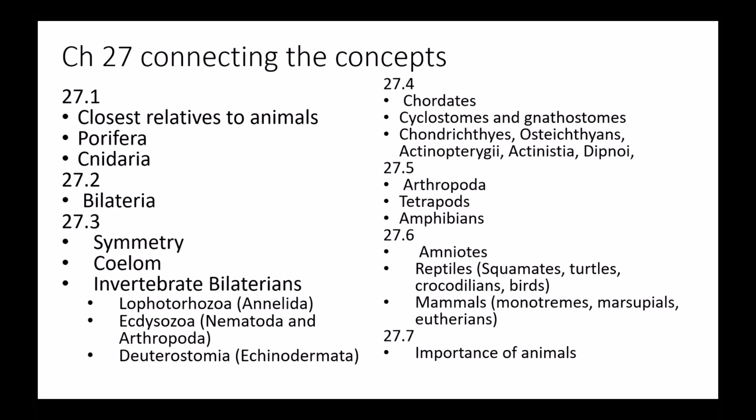So reptiles include squamates, which is lizards and snakes, turtles, crocodilians, and birds. And then mammals, we've got monotremes, which are egg-laying mammals. Marsupials have really underdeveloped young that have to make it to the marsupium to develop further, so they have a pouch. So like a kangaroo is a marsupial. And then eutherians, those are placental mammals, like we're placental mammals, or a dog is a placental mammal, or an elephant's a placental mammal. And then that's pretty much it for chapter 27.